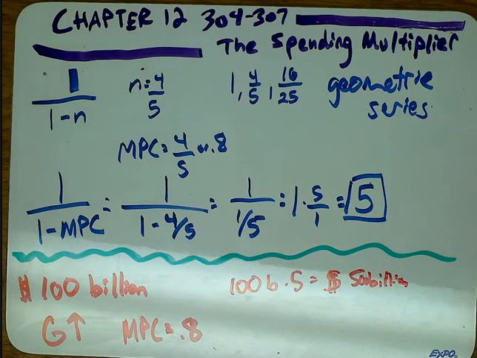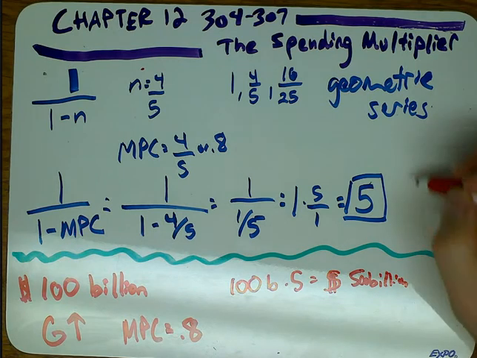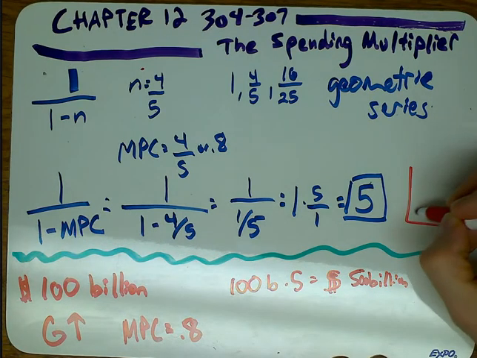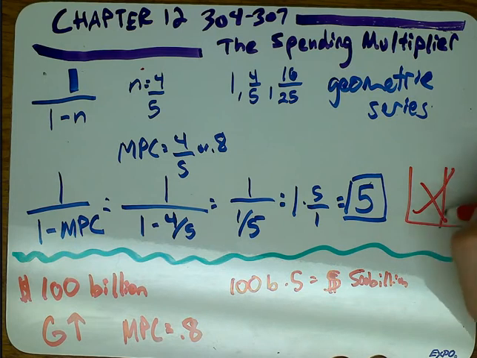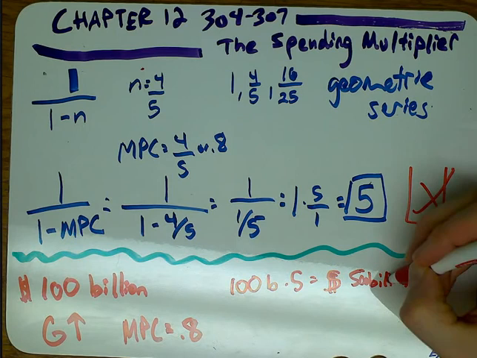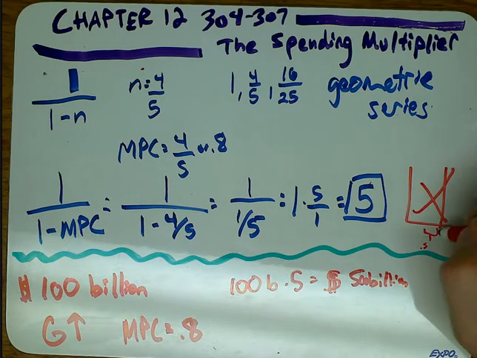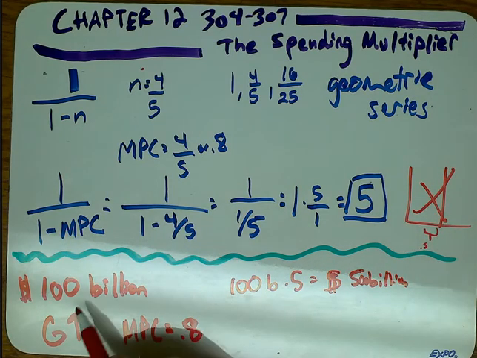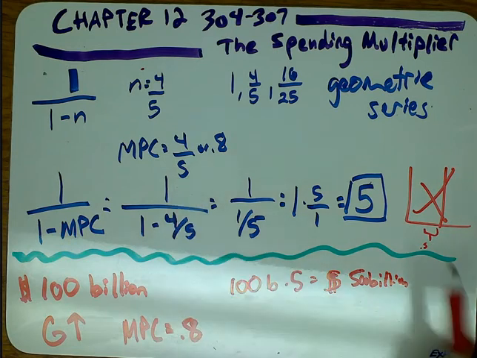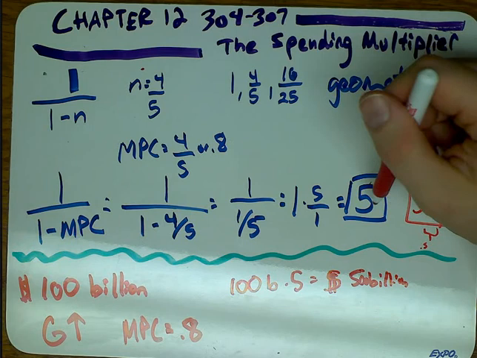This has implications. This means that the government doesn't need, let's say we're in a recessionary gap, and the difference here is $500 billion. We don't need to increase spending by $500 billion. We only need to increase it by $100 billion, knowing that the marginal propensity to consume is 4/5. How does this 5 mean that we get $500 billion?